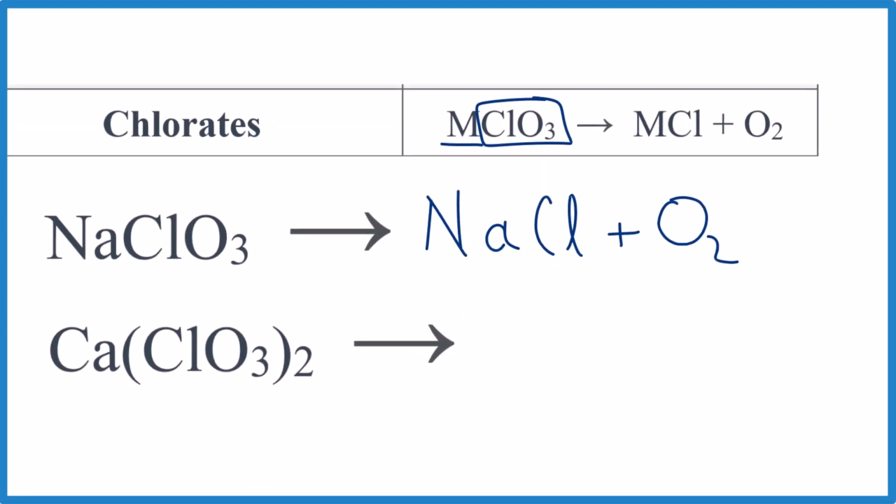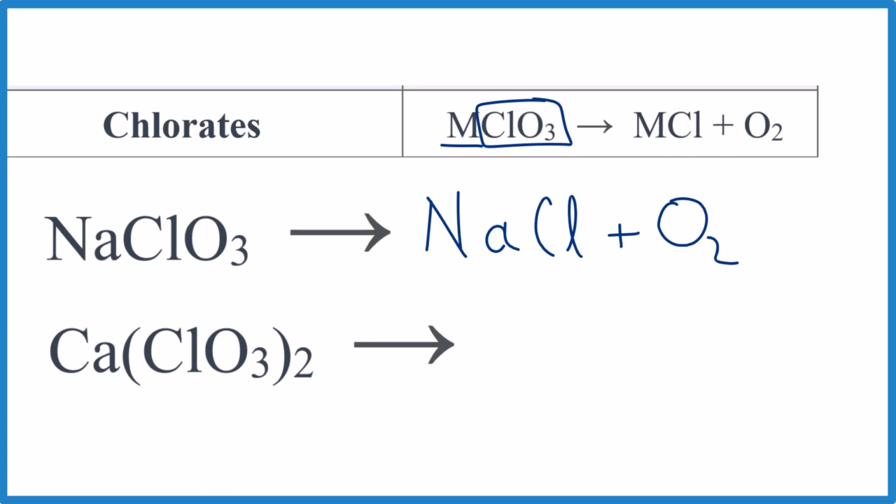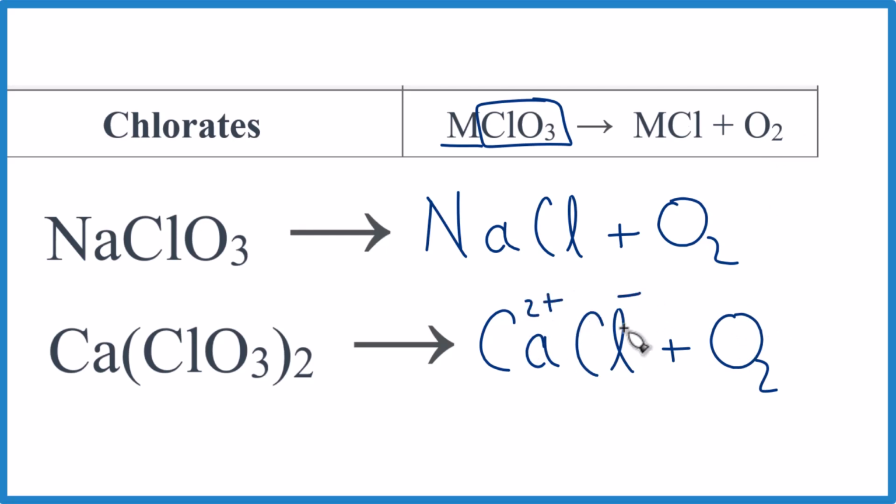Pause and give this one a try. Note that calcium, that forms 2+ ions. It's in group 2. So the metal, that's the calcium, and next to the metal we put the chlorine, and then we have oxygen gas. In this case we said 2+, 1-, so we're going to need 2 chlorines there to balance that out.